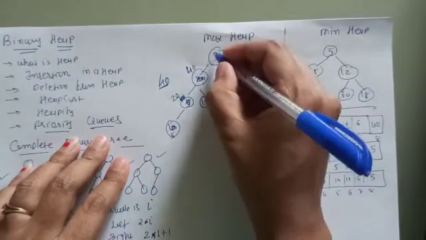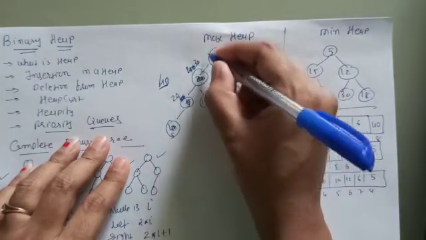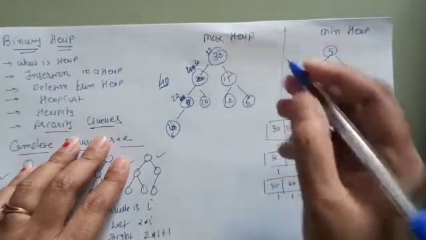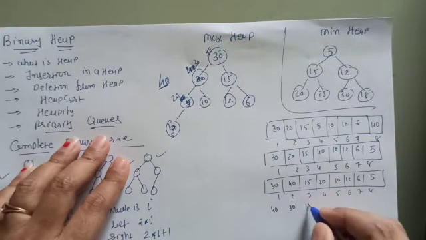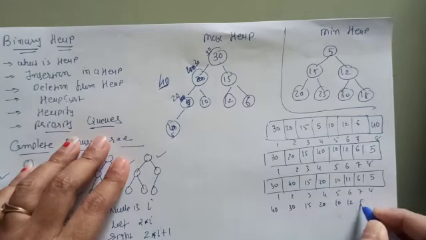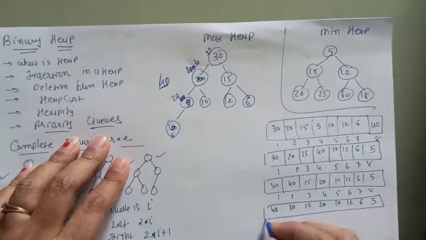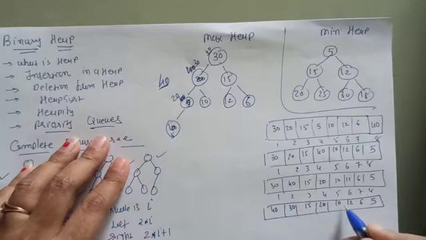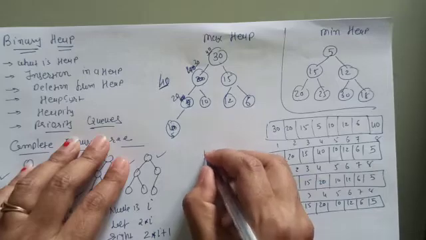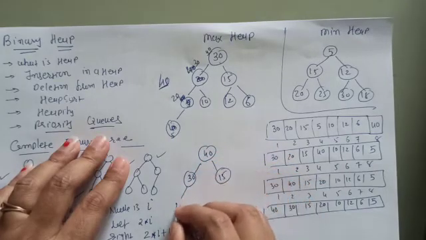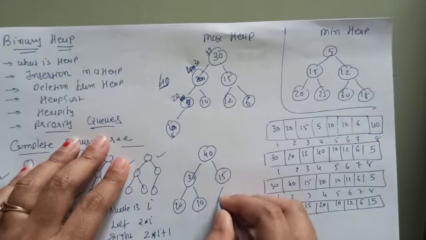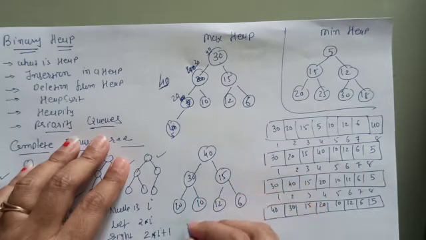So 30 is smaller, so 30 comes here and 40 comes here. Similarly in the array representation, 40 comes here, 30, 15, 20, 10, 12, 6 and 5. So this is the final heap tree after insertion of 40. So 40, then 30, then 15, 20, 10, 12, 6, and here 5.